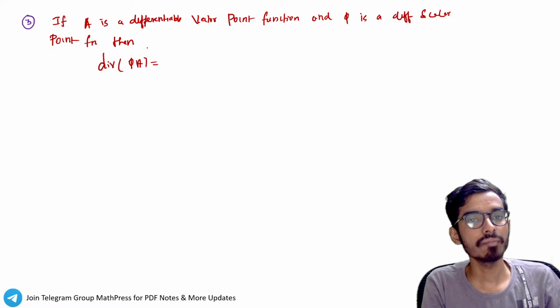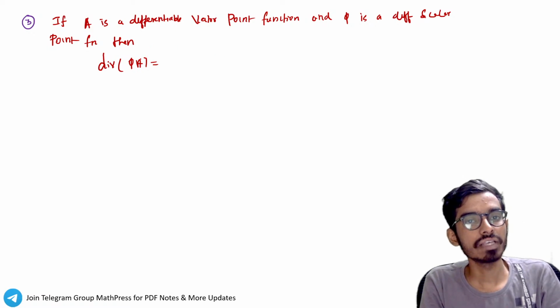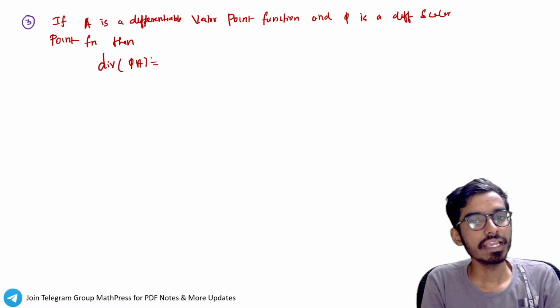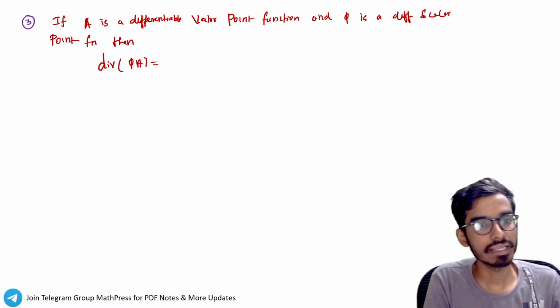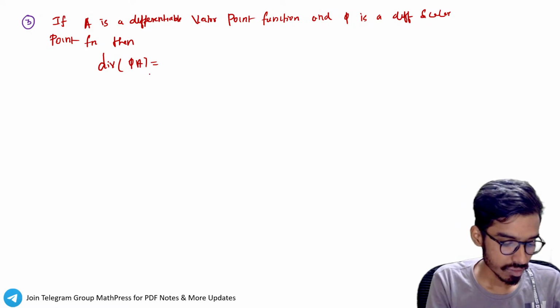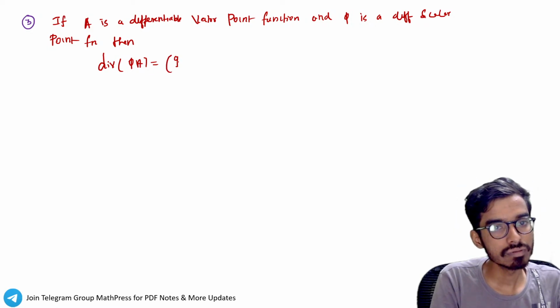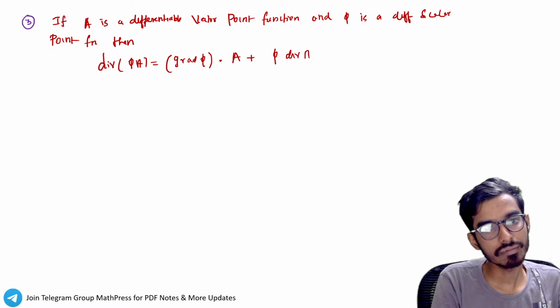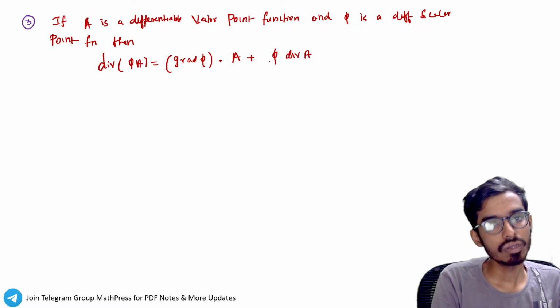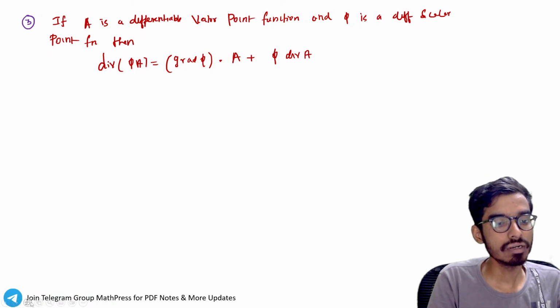For example, phi can be xyz, or it can be x plus y plus z, right? And a is a vector point function. For example, a can be 2x i vector plus x square j vector plus y square k vector, right? Like that. So divergence of phi a will be gradient of phi dot a plus phi into divergence of a. This is what the third identity is.